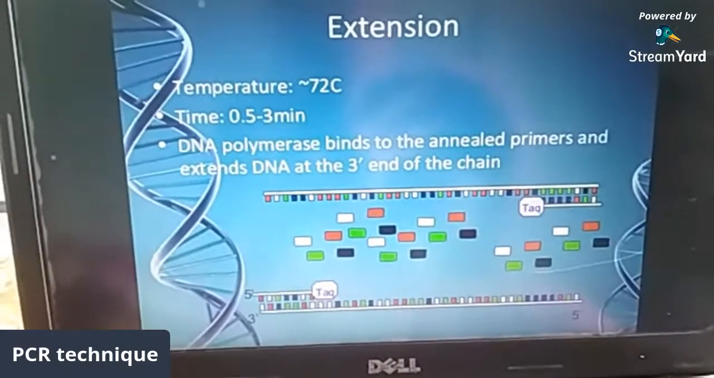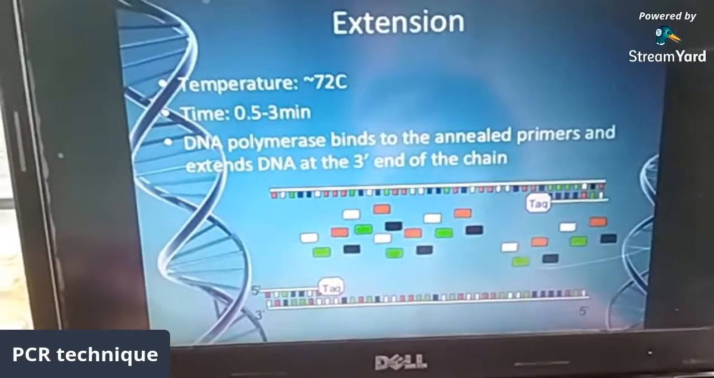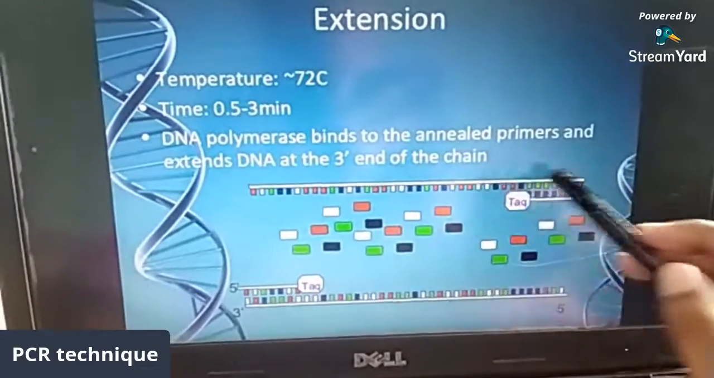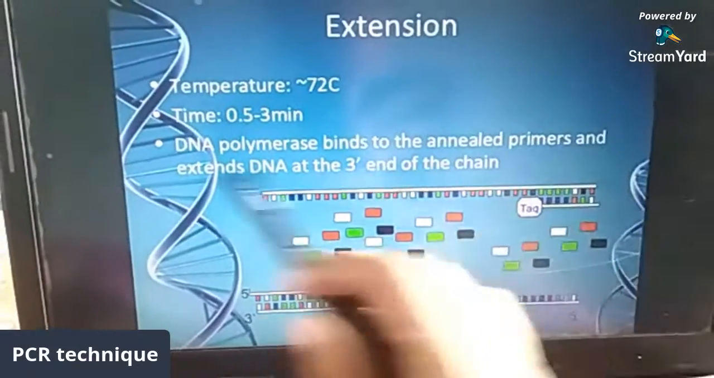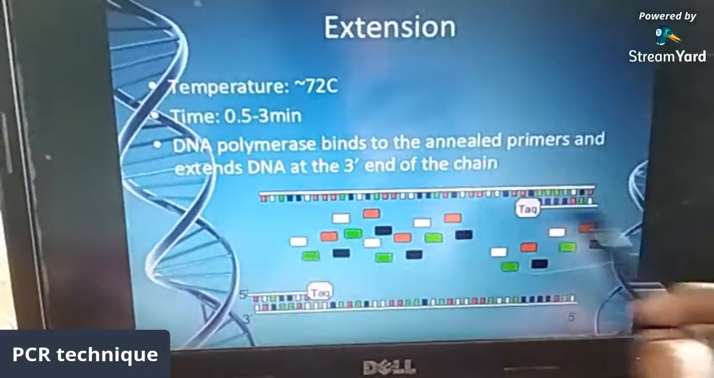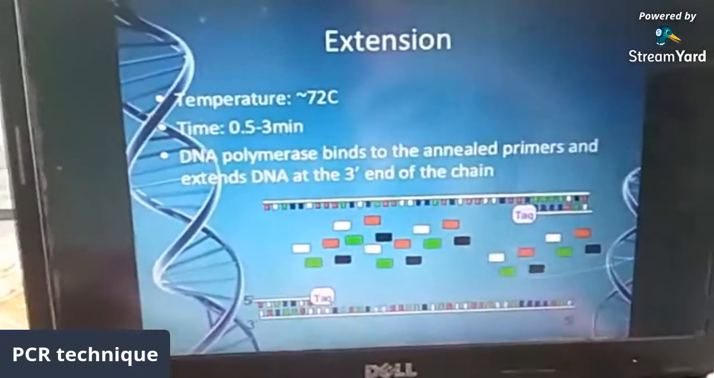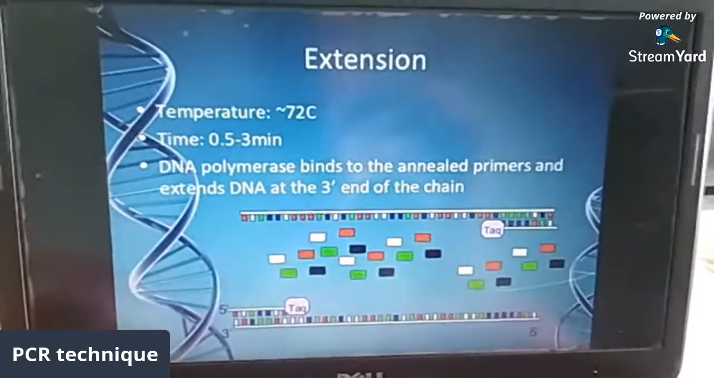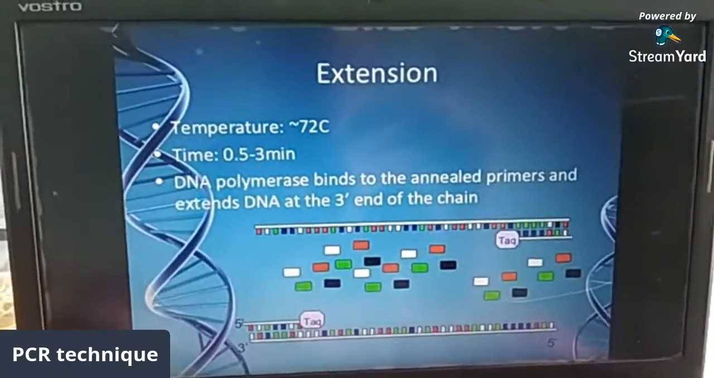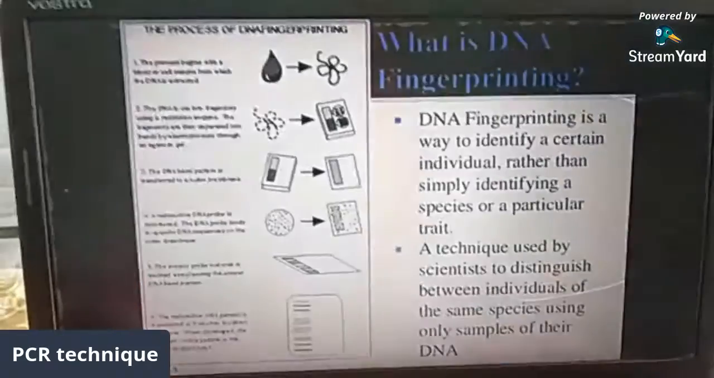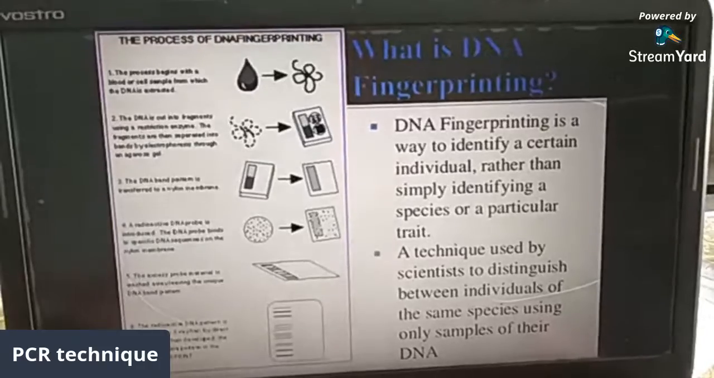So DNA polymerase binds to the annealed primers and extends DNA at the 3 prime end of the chain. This is the whole process of the PCR technique. Clear? Okay, next is the DNA fingerprinting.